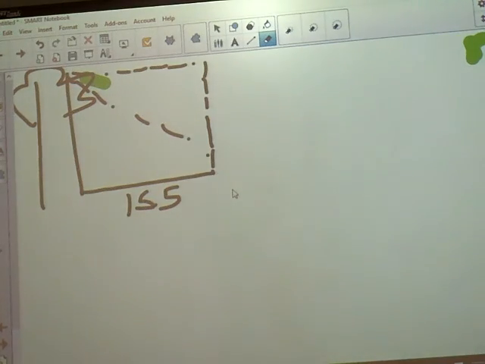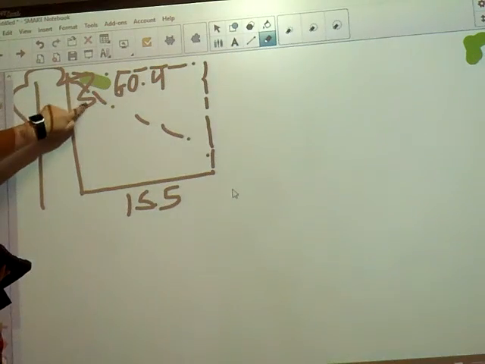Okay, so it says the angle of depression from the top of the tree to a point on the ground, 15.5 meters, is 60.4 degrees. So that little green angle up there is 60.4. Now that's not really in the triangle that I need though. So what would I do to find out this angle? Subtract from 90. Very good.